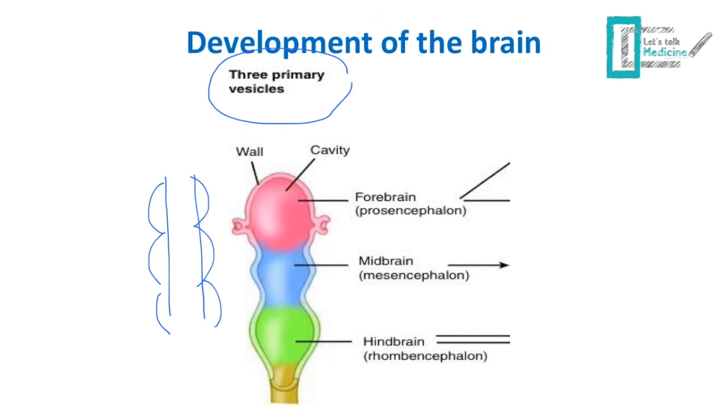Now, what happens to those 3 vesicles? Let's take the prosencephalon. The prosencephalon has 2 parts, the lower part and the upper part. Now the lower part actually grows relatively slowly, so it will just elongate a bit, as we can see in the next picture. And the upper part will actually grow faster, but it will grow a bit funny.